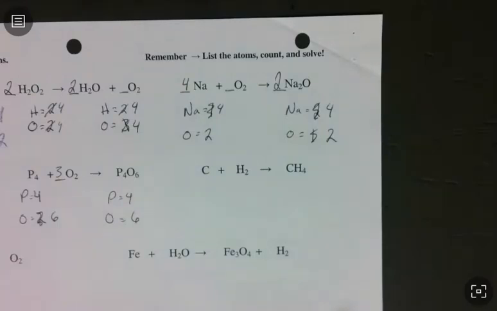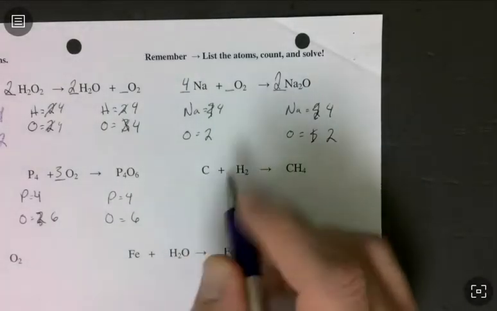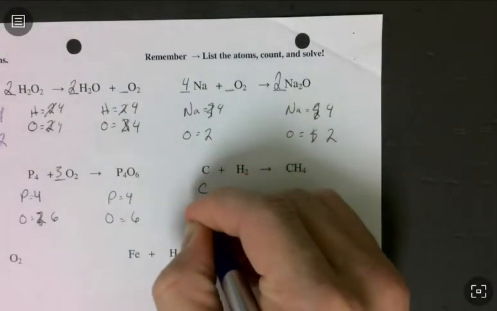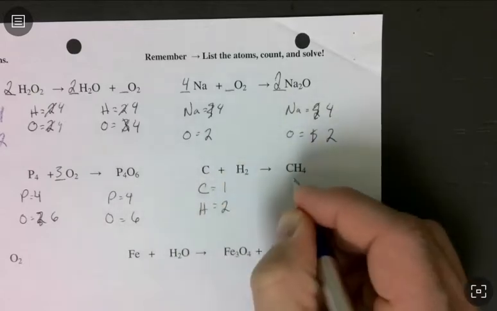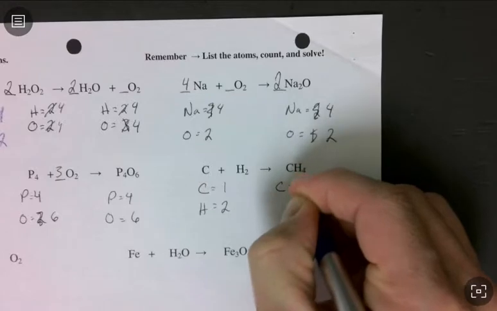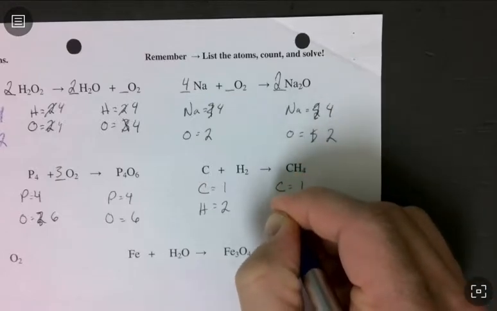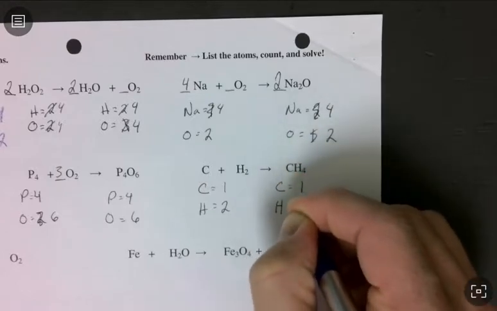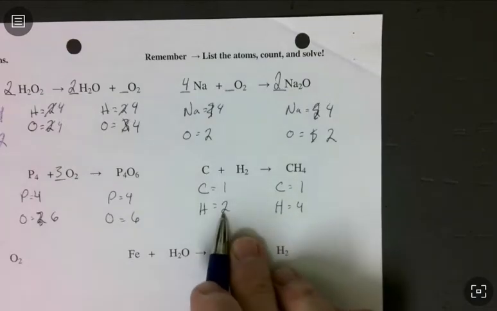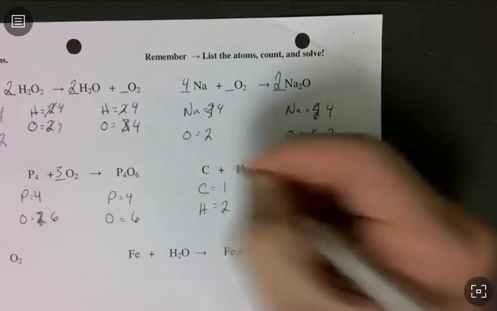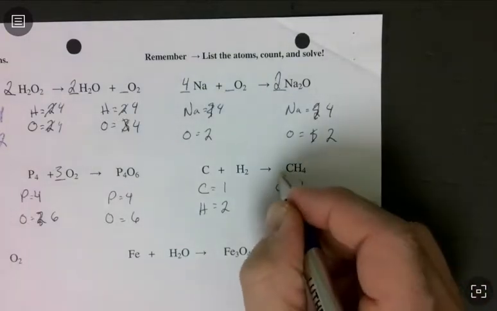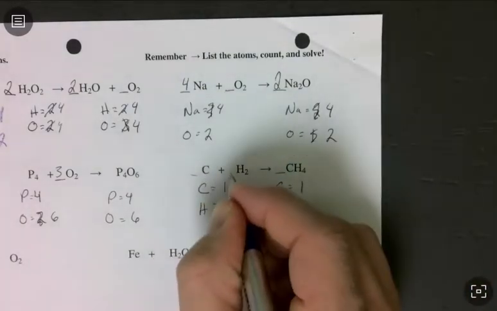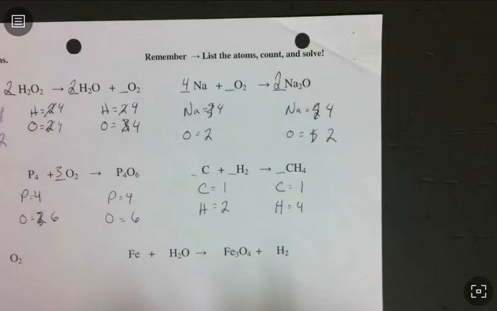The next balancing equation, you've got carbon and hydrogen. I've got 1 carbon on this side and 2 hydrogens. On this side I have 1 carbon and 4 hydrogens. Now to increase from 2 to 4, I could add a 2 here that would balance that out, right? But I always want to think about adding to where the larger of those elements or molecules or compounds are.